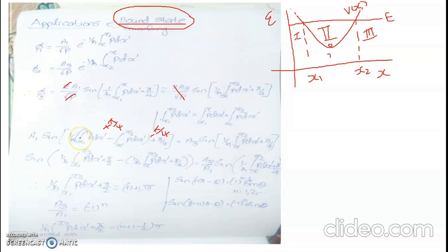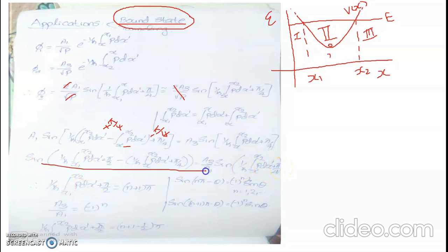Now this may be written as, say, 1 by h cross within the argument. Of course I'll take a1 to the right side for this step. What remains is sine of 1 by h cross integral x1 to x2 p dx prime. I have a pi by 4 here plus pi by 4 here, making it say plus pi by 2. Minus is taken as a common factor for this term and this term to make it overall minus of 1 by h cross integral x to x2 p dx prime plus pi by 4. That's equal to a3 by a1 sine of 1 by h cross integral x to x2 p dx prime plus pi by 4.